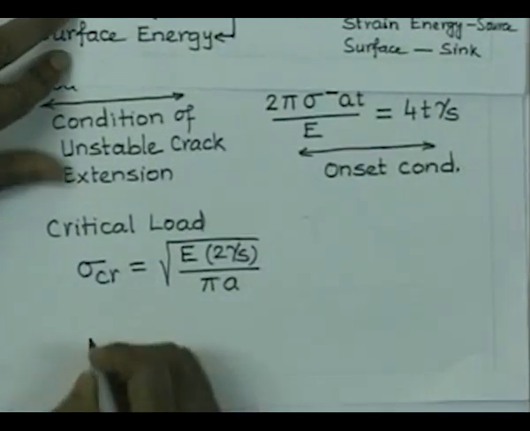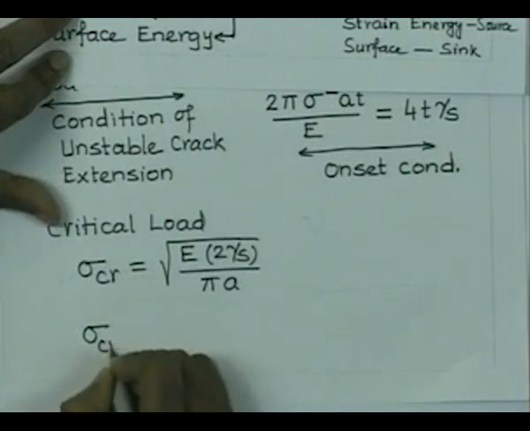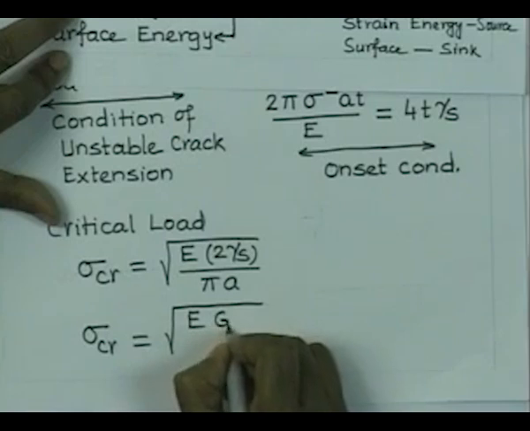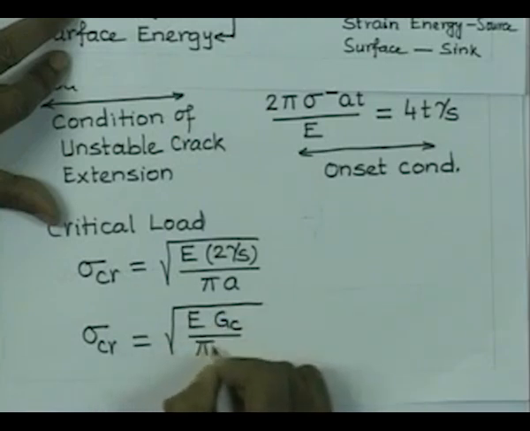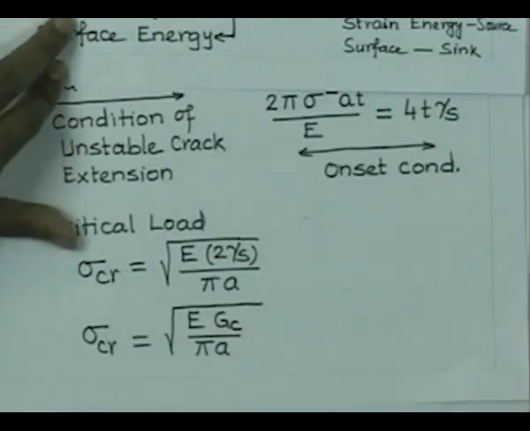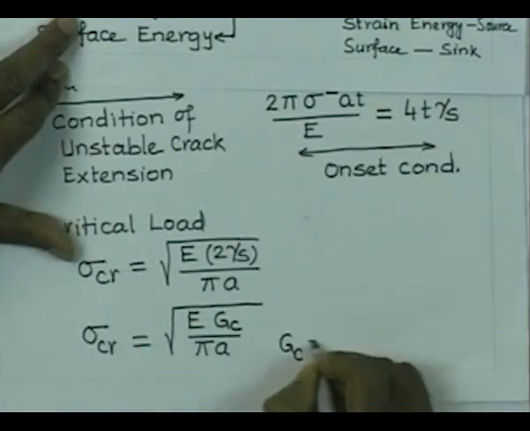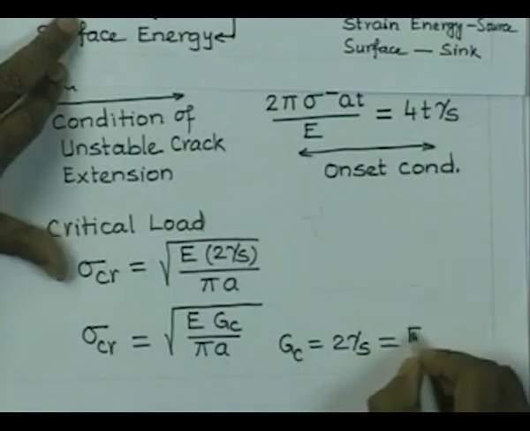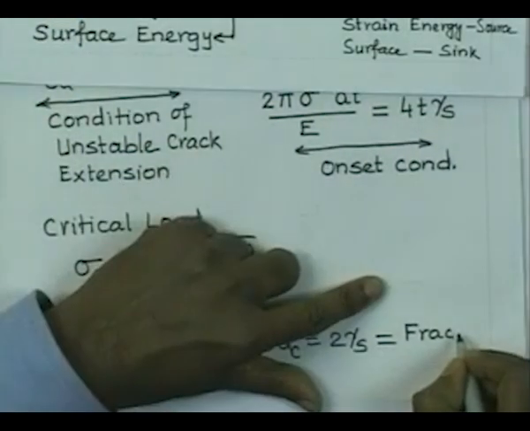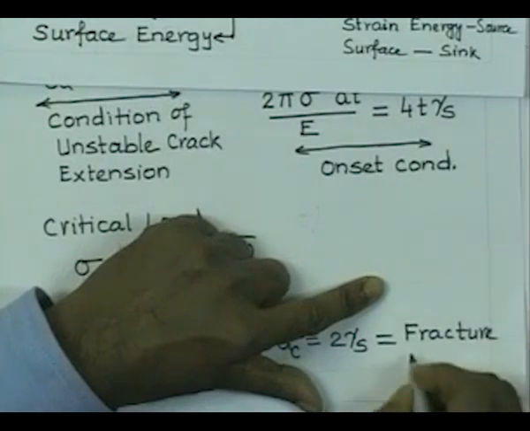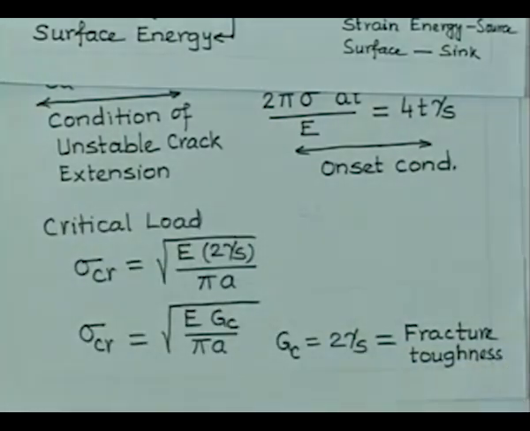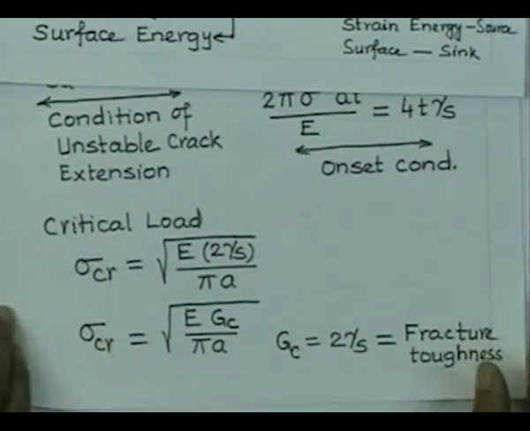In general, it is written as sigma critical is equal to the square root of E into Gc by pi A. Here Gc is equal to 2 gamma s. This is also a material property, and it is known as fracture toughness or fracture resistance of the material. So, the critical stress is given by this one.